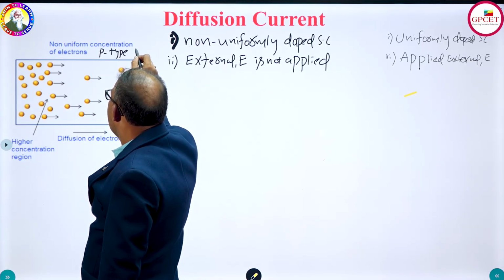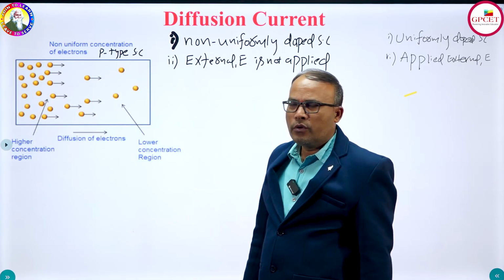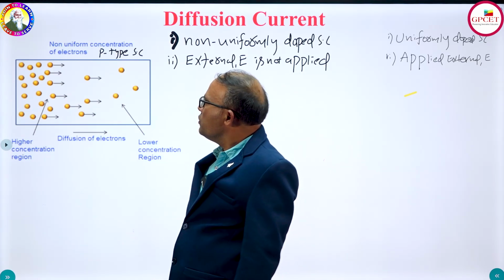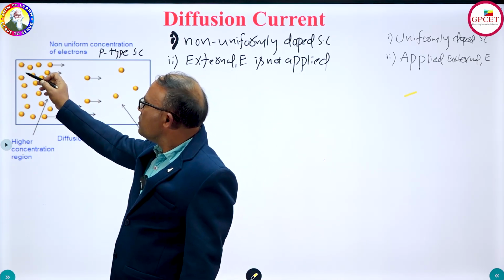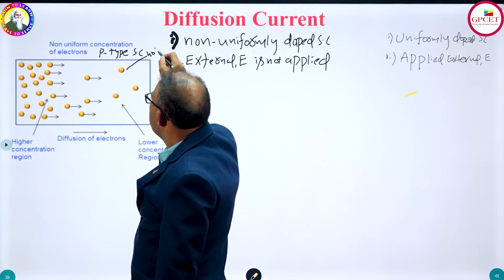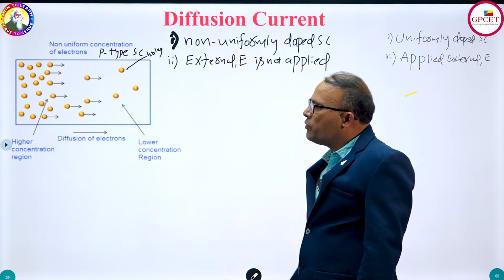P-type semiconductor means majority charge carriers are holes, and minority charge carriers are electrons. So you can see here all these yellow dots are majority charge carriers, which are nothing but holes. And that too, this semiconductor is non-uniformly doped.